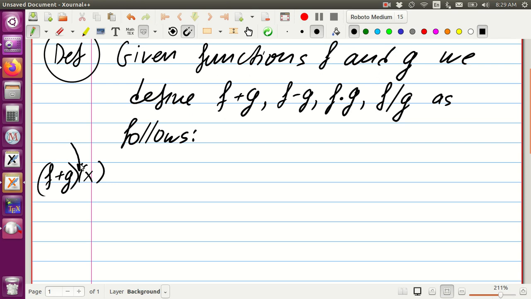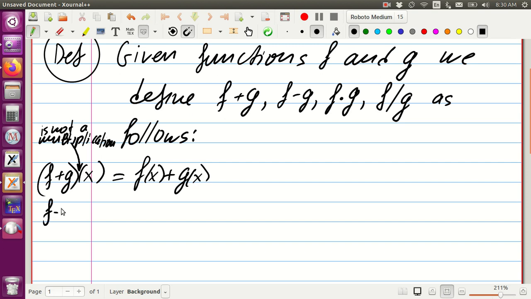A lot of people think that this is f plus g times x, but it's not really times x, it's f plus g evaluated at x. So it's not a multiplication. All right, it's not a multiplication here. So how are we going to define it? We're going to define it as f of x plus g of x.